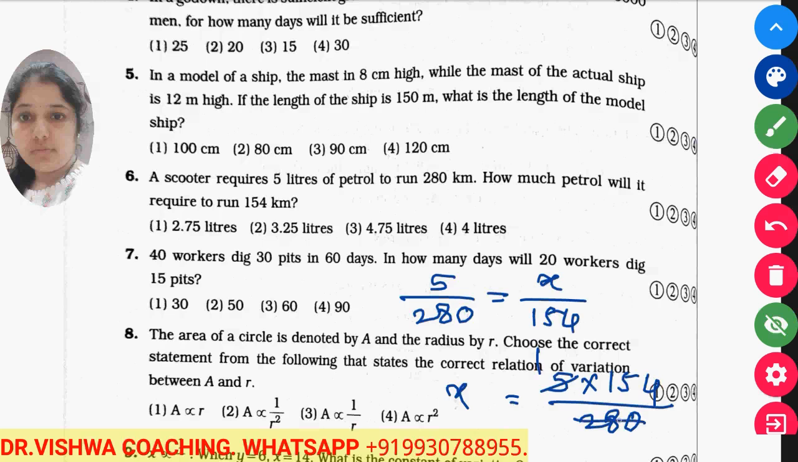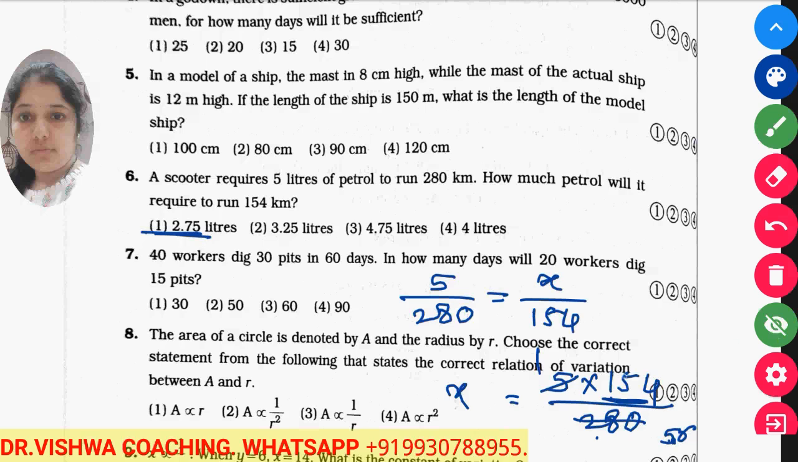So 5 ones are 5, 5 fives are 25, 5 sixes are 30, 5 fives are 25, 56 fives are 280. Okay. Now divide this 154 with this 56. So what is your answer? Something like 2.75 liter petrol will be required to cover that much of the distance.